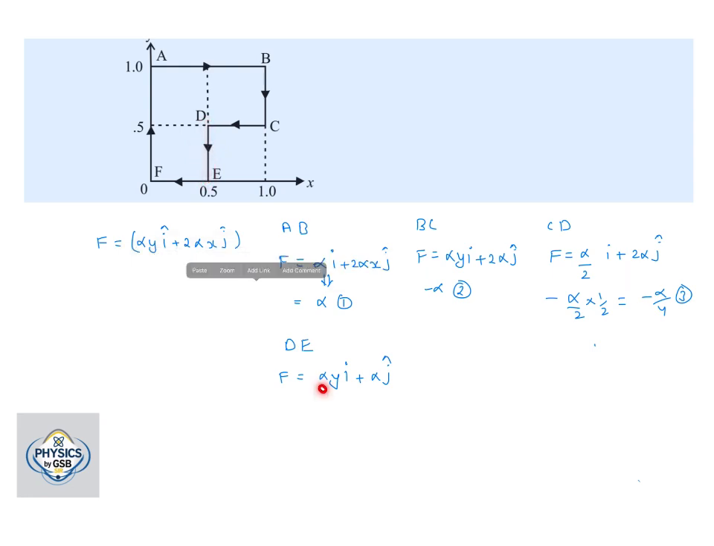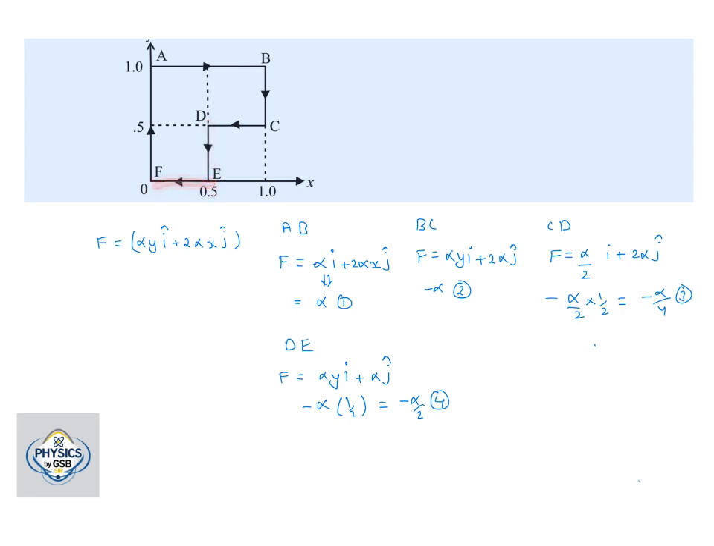And now we are moving in y direction. So force in x direction will not be responsible for doing work. So only alpha j cap is responsible for doing work. Alpha j implies that force is acting in upward direction and we are moving in downward direction from D to E. So once again, work done is negative. So I'm writing minus. Then what is force? Force is alpha. And what is displacement? Displacement is 0.5, that is 1 by 2, right? So it comes out to be minus alpha by 2. So this is work done when we move from D to E.